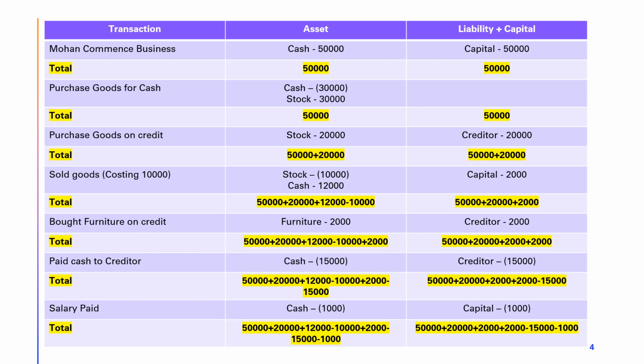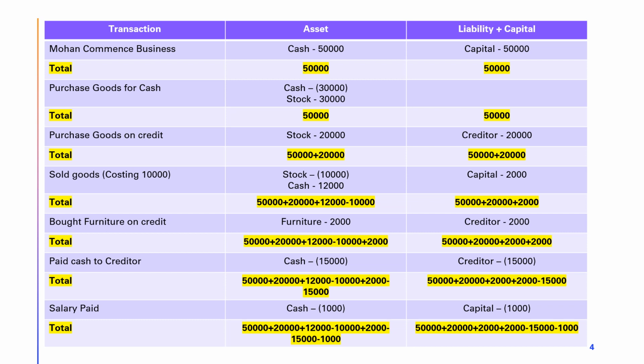Fifth is furniture purchased on credit. Now this will result in addition of one more component in asset in the form of furniture. Hence, we will add 2,000 under asset side, under furniture, and creditor will be increased by 2,000 in liability plus capital side. Sixth is paid cash to creditor. Here simply the cash component from asset side and creditor component from liability plus capital side will be reduced by 15,000 each.